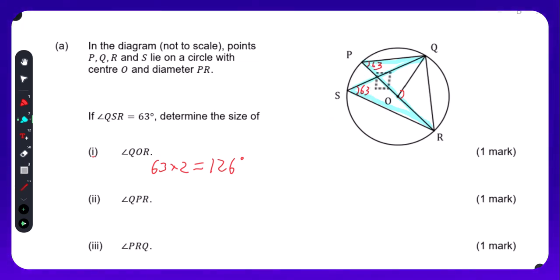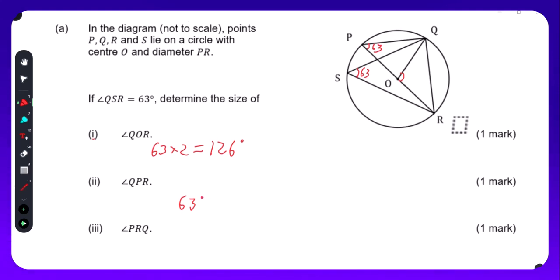Top of the bow ties are the same. They're both within the same arc over here. So that's why they're the same. So that one's just going to be 63 degrees. And our answer for that would be that's in the same segment.